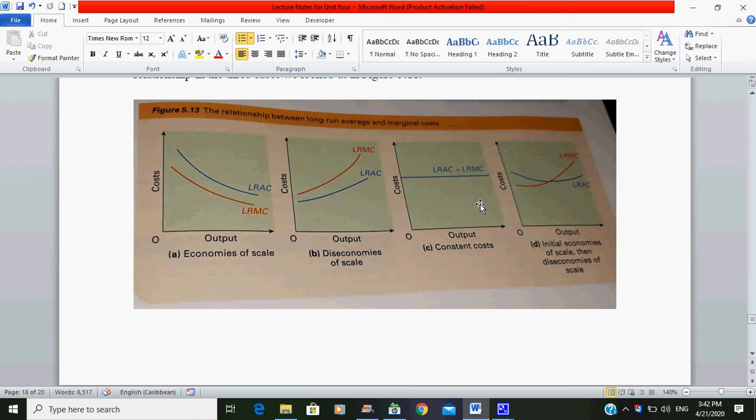This is where this now is different. Initial economies of scale, then diseconomies of scale.